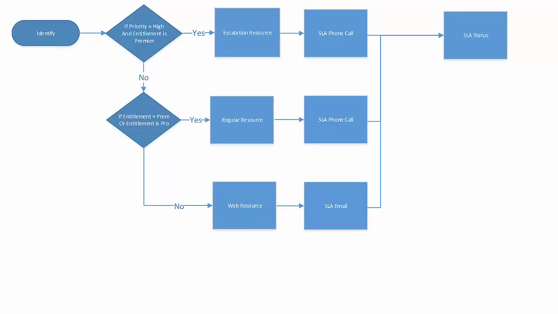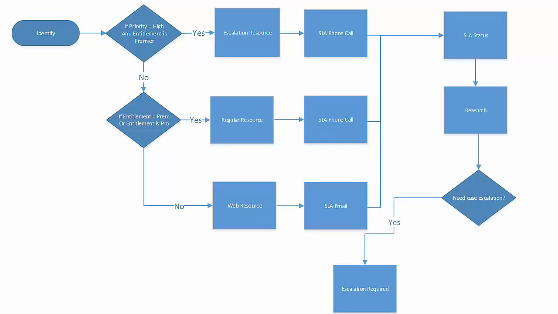After the SLA has been met, the engineer must research the issue. During the course of researching the issue, the engineer could determine that the case requires escalation. If the case requires escalation, then we need to make sure that case gets assigned to an escalation resource. If the engineer is able to resolve the case without needing an escalation, then the case is simply resolved.